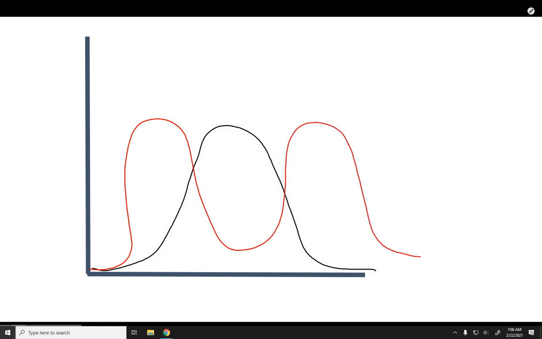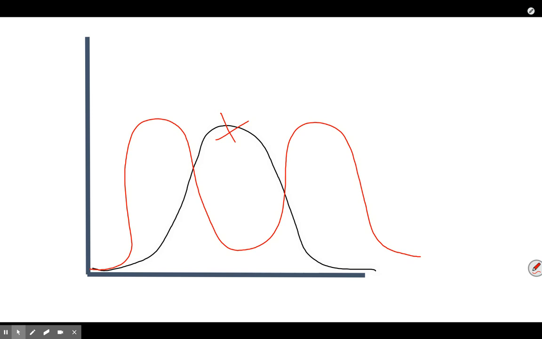Okay, what type of graph is this showing? If you said disruptive, you are correct. Okay, disruptive does not favor the middle. It favors the two extremes. So it favors this side, but not there. Okay, good job. We got one more, guys. One more.